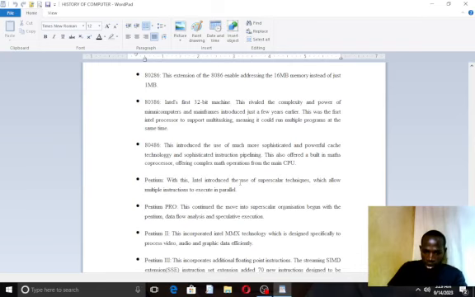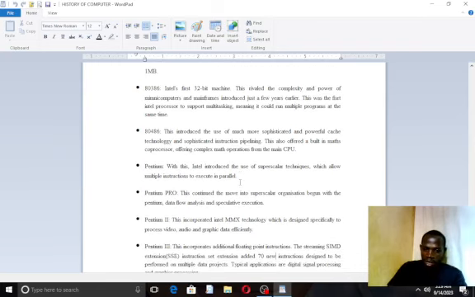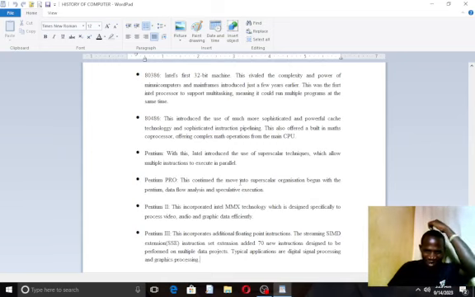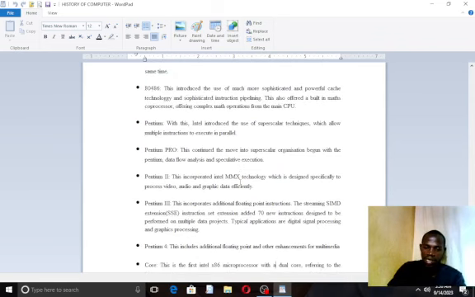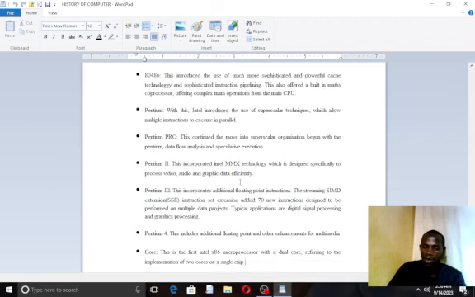Then the other one is the Pentium Pro. This continued the move into superscalar organization, which began with the Pentium, with data flow analysis and speculative execution. Then the Pentium 2 incorporated Intel MMX technology, which is designed specifically to process video, audio, and graphic data efficiently.